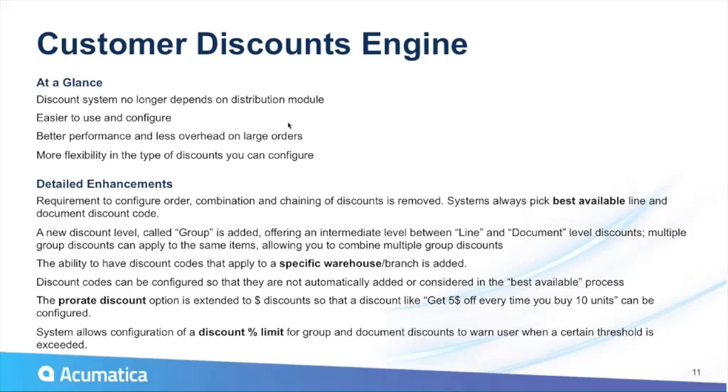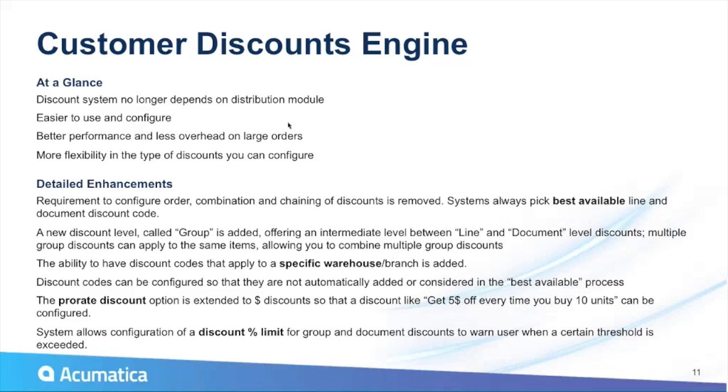We've also added the ability to create discount codes that apply to a specific warehouse or specific branch. So we already have many different options. Today you can create discounts for a specific customer, a specific item, a specific price class, and many different combinations. So having the ability to do discounts by warehouse and branch is yet another option that we've added for more simplicity.